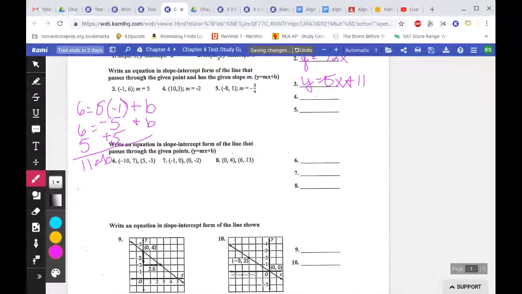Well, y'all, as bad as that writing is, that's technically supposed to say y equals 5x plus 11.